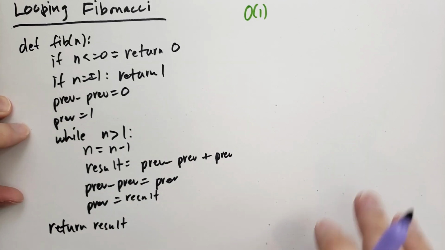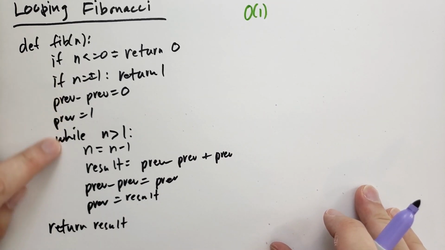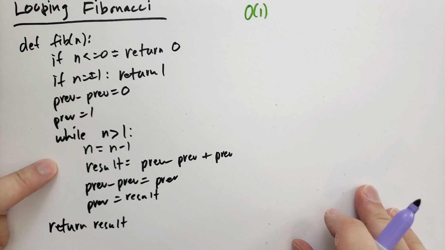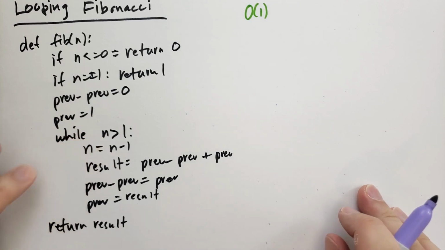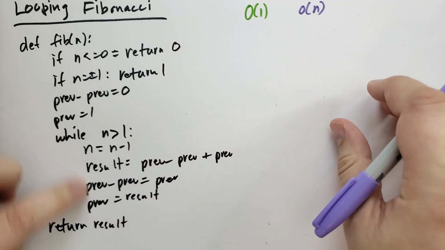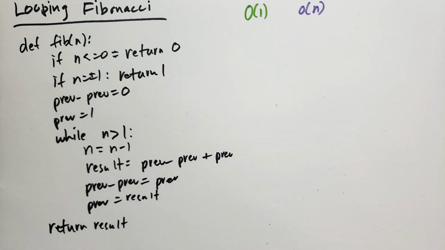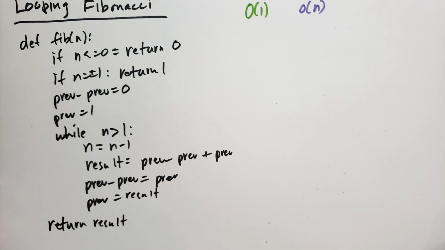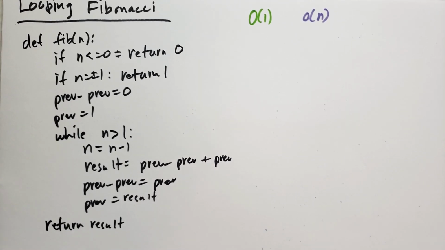Calculating the complexity of this, it's clear to see that there's no function call, so we only have to consider this loop, and this loop will loop basically n times. And so we consider the time complexity to be order n because it's going to loop that many times, more or less. And so this function is much, much better than the recursive function in terms of big O notation.